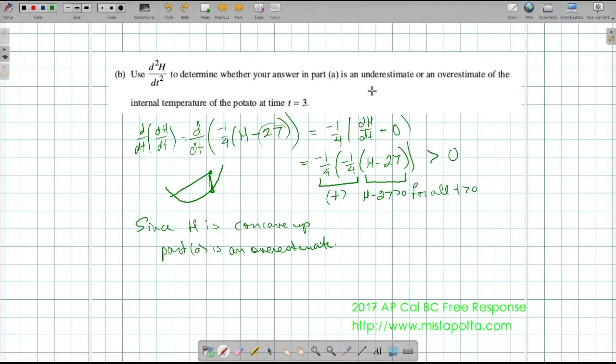Now, the biggest mistake is that people are going to want to say that this is really negative 1/4 of t minus 27 and just say that the second derivative is negative 1/4. But that causes a lot of problems. One, because you're ignoring the change in h. And two, if it's negative 1/4, this is actually going to be concave down and give us an underestimate, not an overestimate. But because our tangent line lies completely above this curve for all t greater than 0, then this tangent line has to be an overestimate.